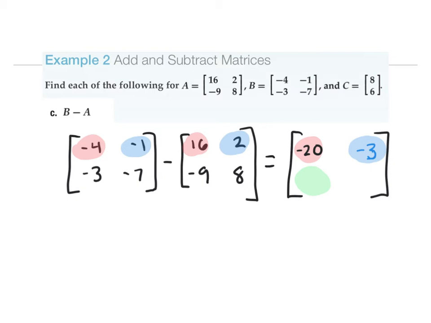And then what about in the lower left-hand corner? Negative 3 and negative 9. So we have negative 3 minus a negative 9. What happens when you have a negative minus a negative? This becomes a positive. So we have 3 plus 9, which is 6. And then what's going to go in the lower right-hand corner? Negative 7 minus 8, which is negative 15.